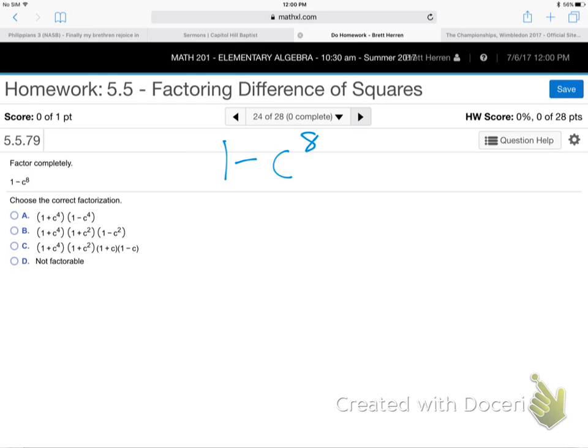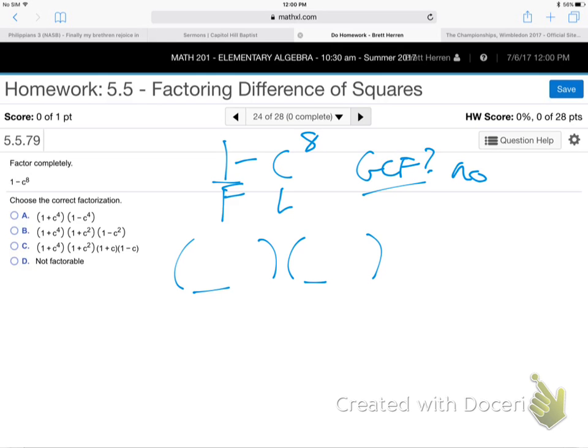Okay, so this one's an FL, isn't it? There's nothing in common here, huh? GCF, no. Right? And how could a 1 have anything in common with anything? So it's an FL, which means 2 parentheses, right? Which means front times front is front. 1 times 1 is 1. Right? And then what about the back? C4. Yeah, C to the 4th.